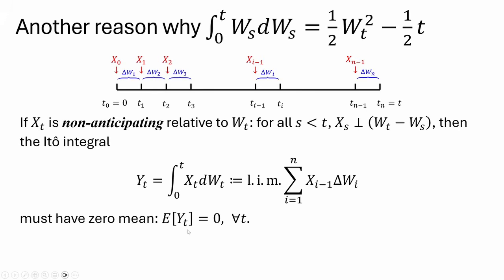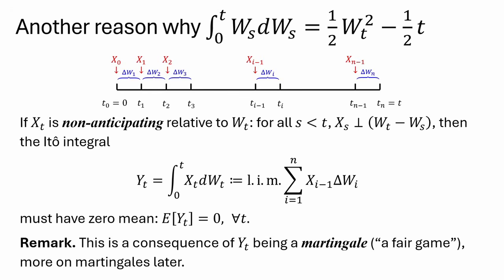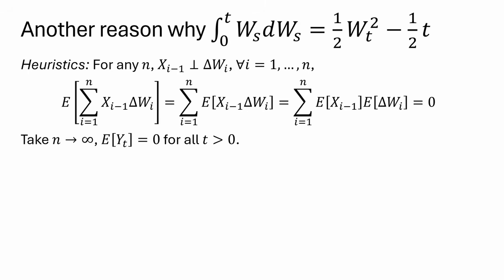We will derive E[Y_t] equals 0. Before doing so, we remark that this is a consequence of a property of Y_t known as a martingale, which is a type of stochastic process that models a fair game. We will discuss martingales in greater detail in future videos. And here's the heuristics why the Ito integral should always have zero mean. Remember, at time step i-1, delta W_i is unknown. That's a future increment. So therefore, X_{i-1} and delta W_i are statistically independent.